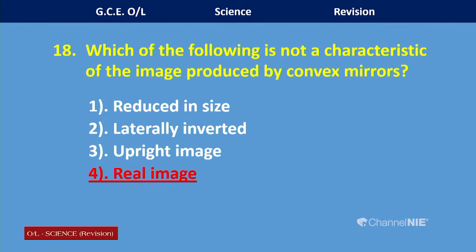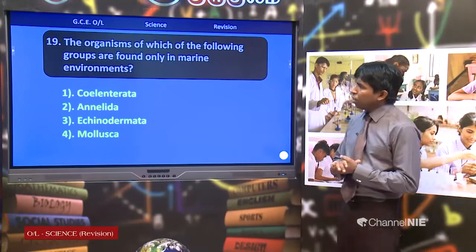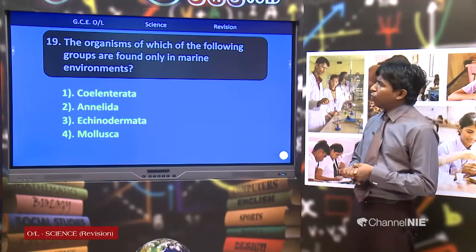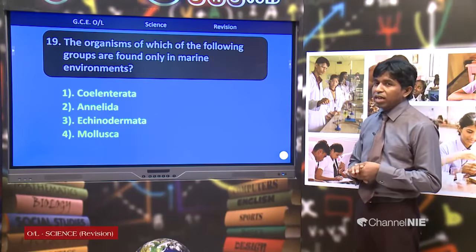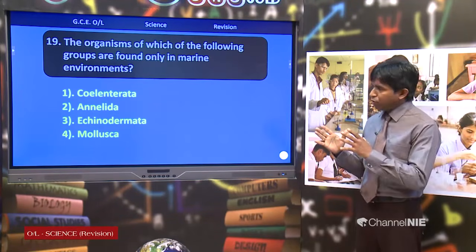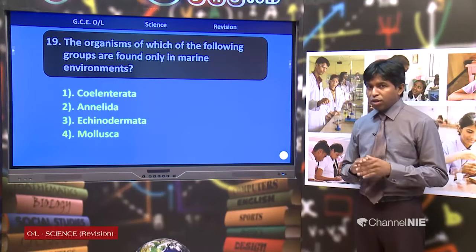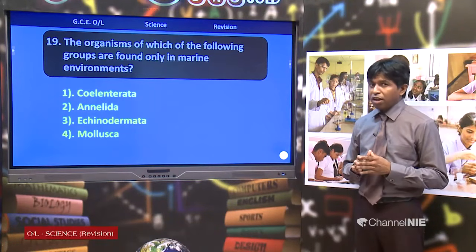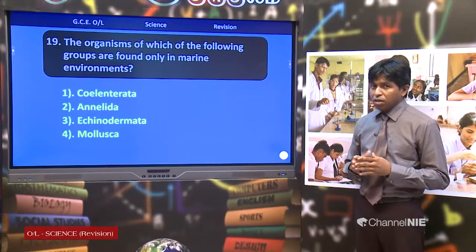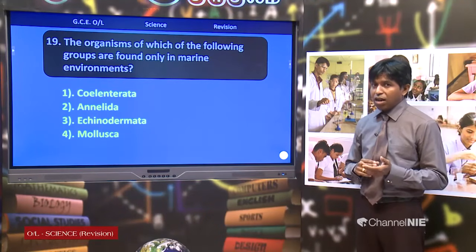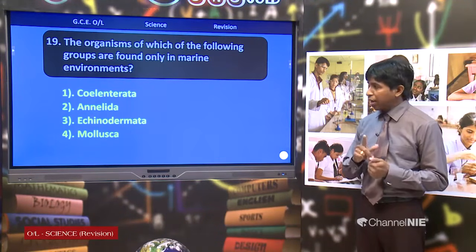Let us move to question number 19. The organisms of which of the following groups are found only in marine environment? This is from your grade 10 chapter 13, classification. There you have learned about 5 invertebrate phyla, beginning from Coelenterata, Annelida, Mollusca, Arthropoda and Echinodermata.